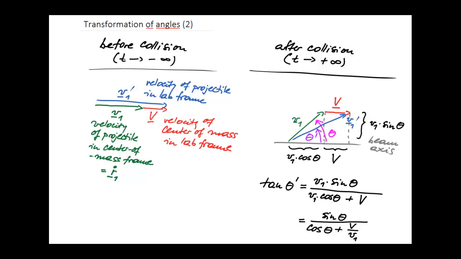And this formula involves the ratio of capital V, the velocity of the center of mass, and v1, the velocity of the projectile in the center of mass frame. If we find that ratio, then we have the relationship between theta and theta prime. So that is a task that remains, that we should somehow determine this ratio.